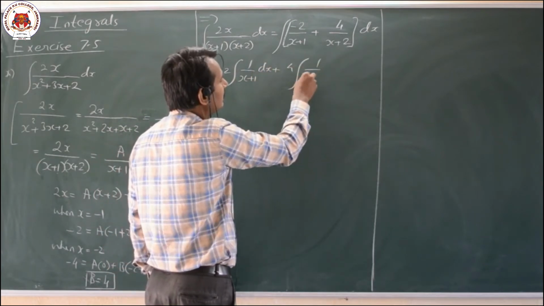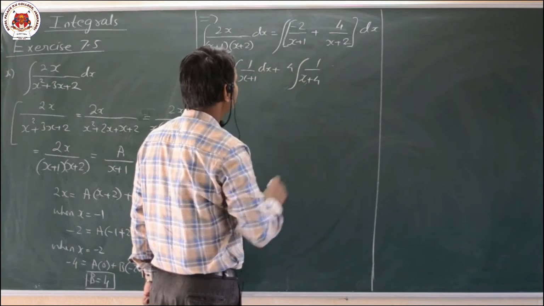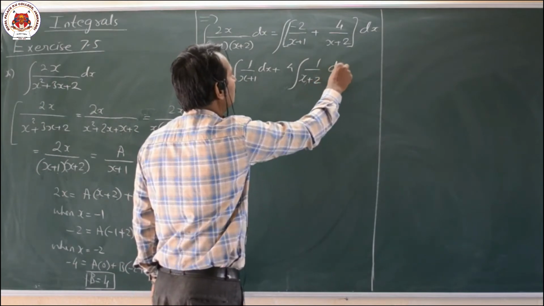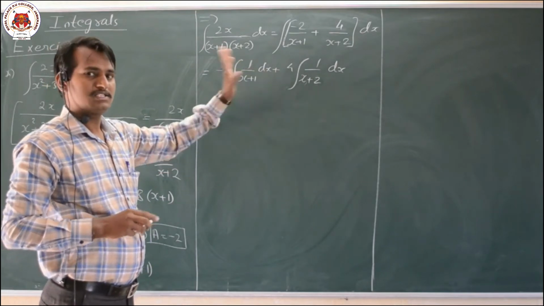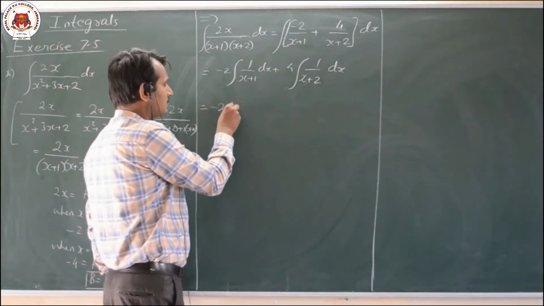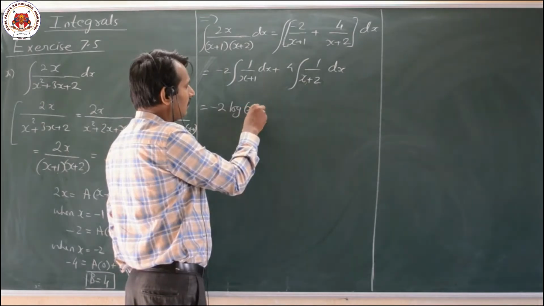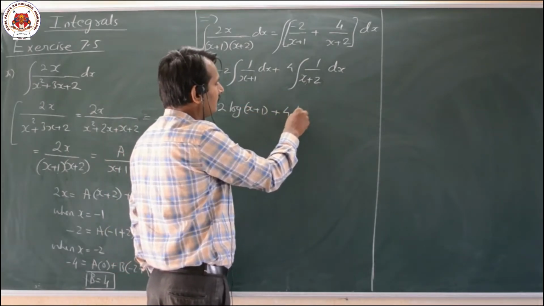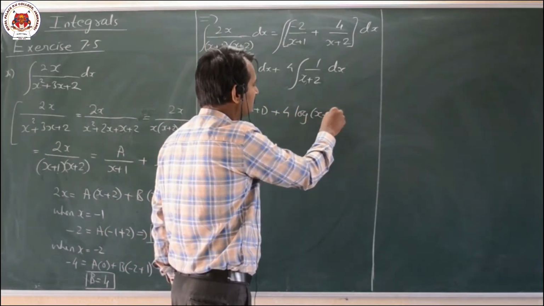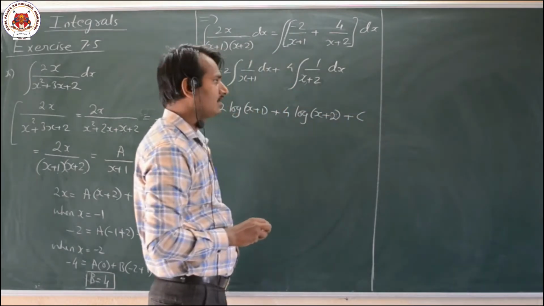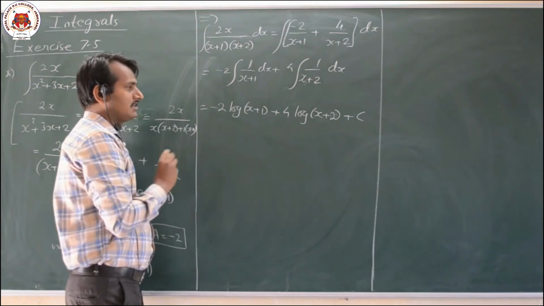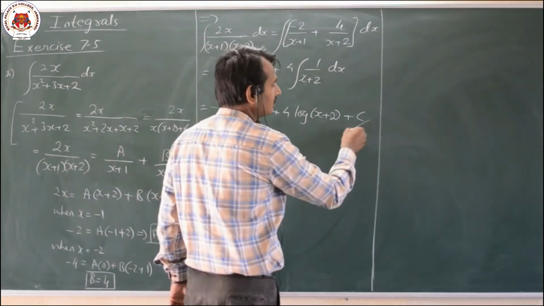That is, minus 2 times the integral of 1 divided by x plus 1 dx plus 4 times the integral of 1 divided by x plus 2 dx. The integral of 1 divided by x plus 1 is log of x plus 1. So we get minus 2 log of x plus 1 plus 4 log of x plus 2 plus an integral constant c. That is our required result.